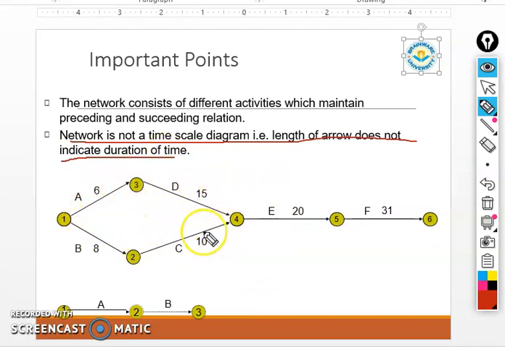In the next lecture we will learn how to construct a network diagram. That's all for this lecture, and thank you for listening.